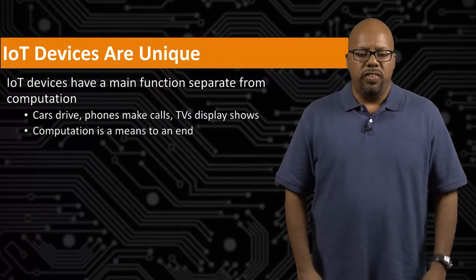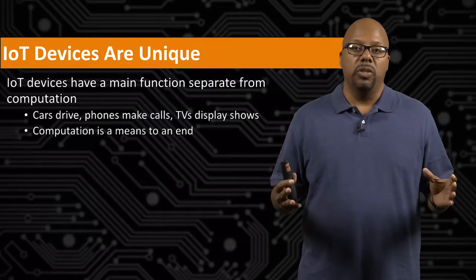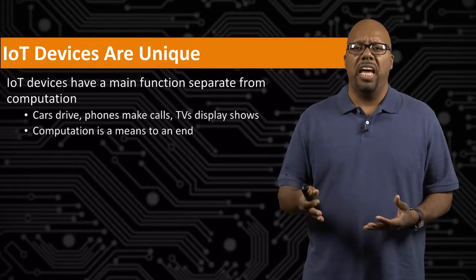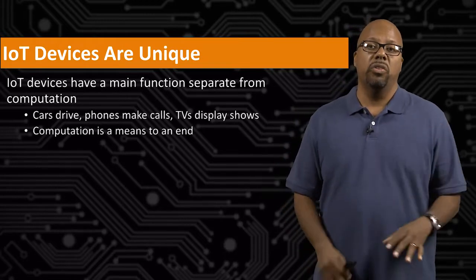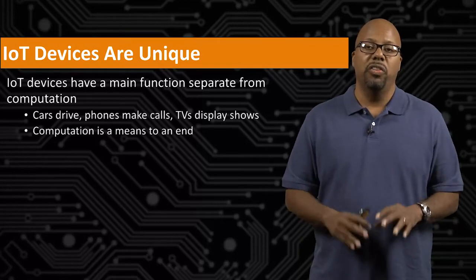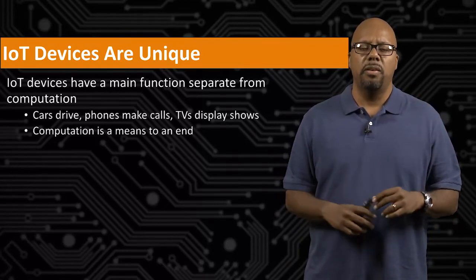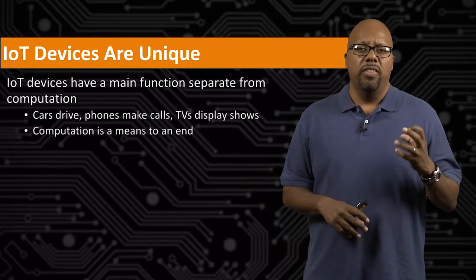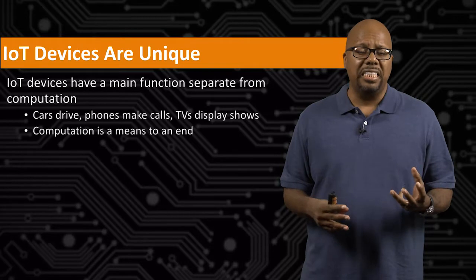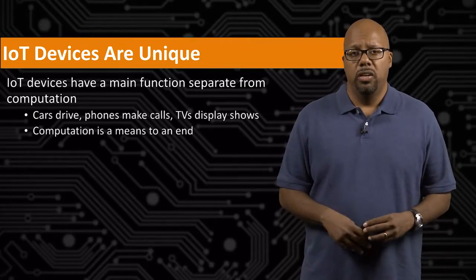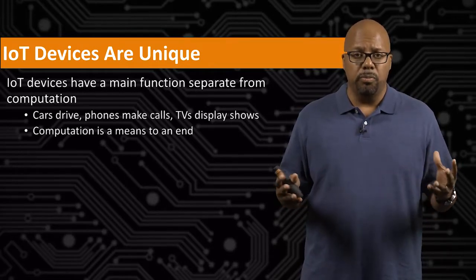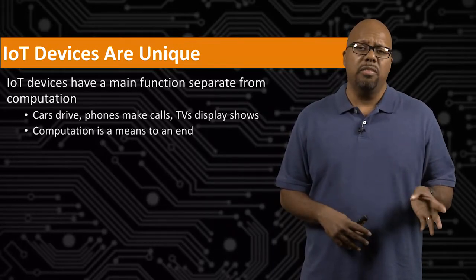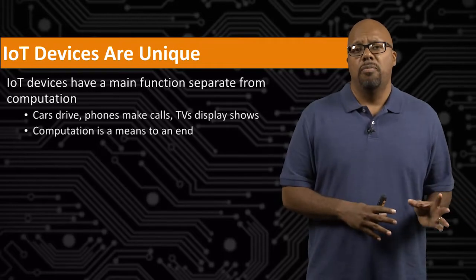So one big difference between IoT devices and standard computers, and by standard computer I mean desktop, laptop, server, basically a big box or little box with a keyboard, a screen, a mouse, that type of thing, is that the main function of an IoT device is not to compute, not to be a computer. A computer is there to compute functions, to run programs. But for an IoT device, that is not its main point. It has some other function besides that.